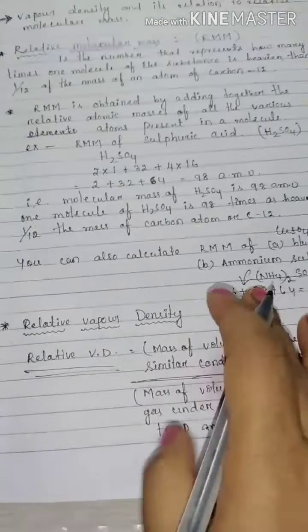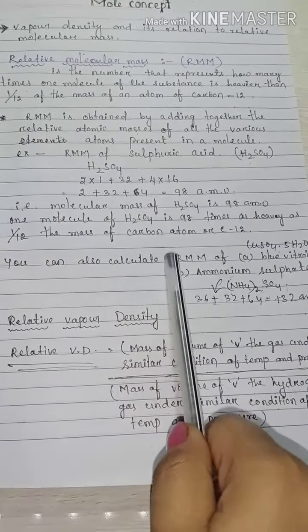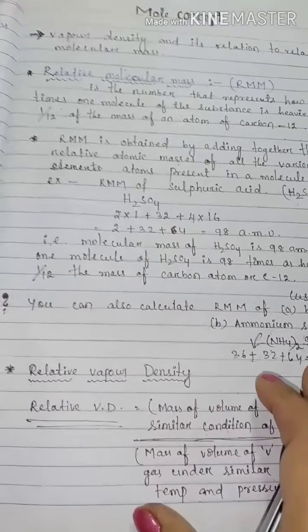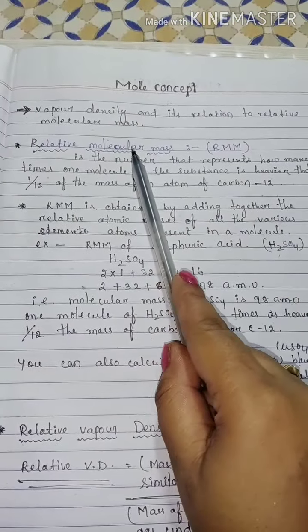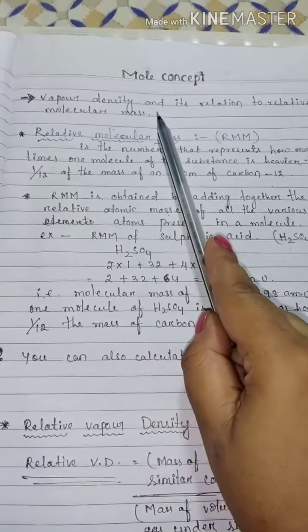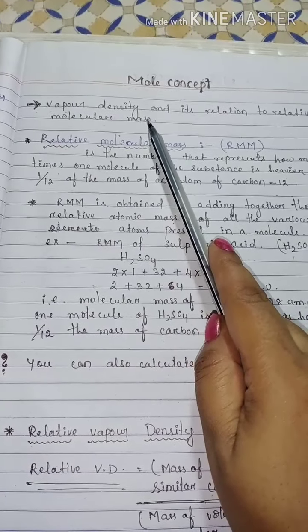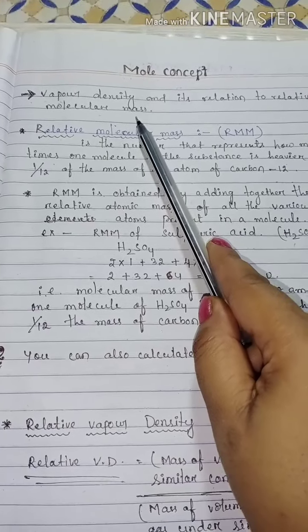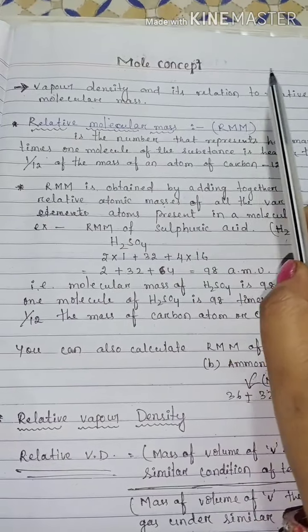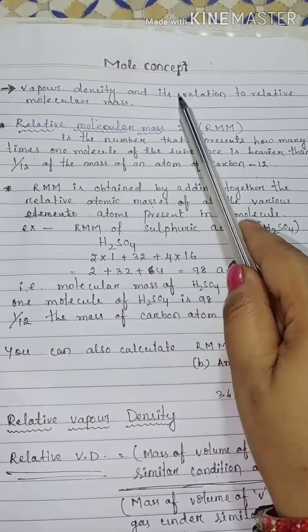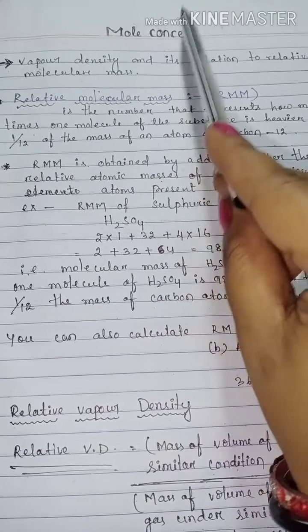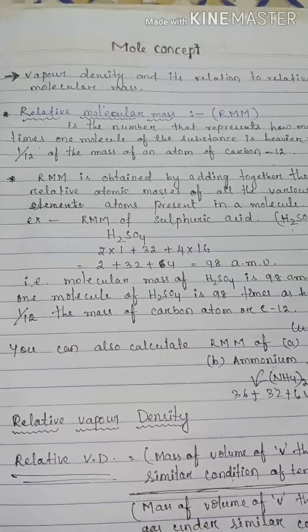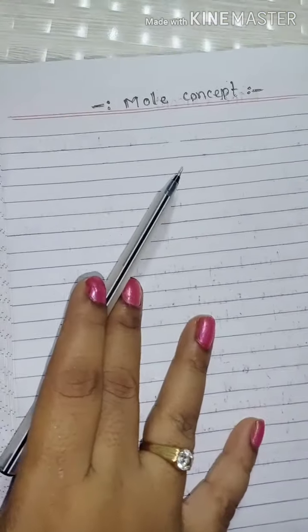These are the calculations of relative molecular mass. Next, now that you know the relative molecular mass, we have to go for the vapor density. But before telling the relation between the vapor density and the relative molecular mass, I will give a little idea about the mole concept. What is the mole concept?